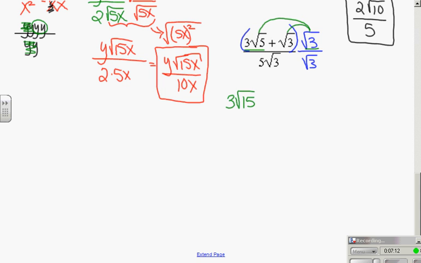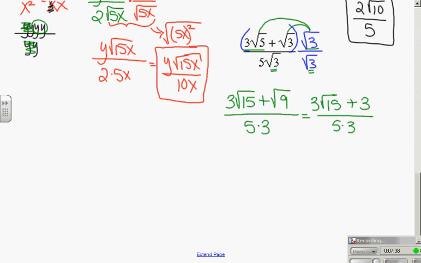So in the numerator, I have 3 radical 5 times radical 3, which is going to give me 3 radical 15, plus 3 radical 3 times radical 3, which is going to be radical 9, all over 5 times 3. Radical 3 times radical 3 is just 3. Now I'm going to clean up this numerator: 3 radical 15 plus 3, square root of 9 simplified, over 5 times 3.